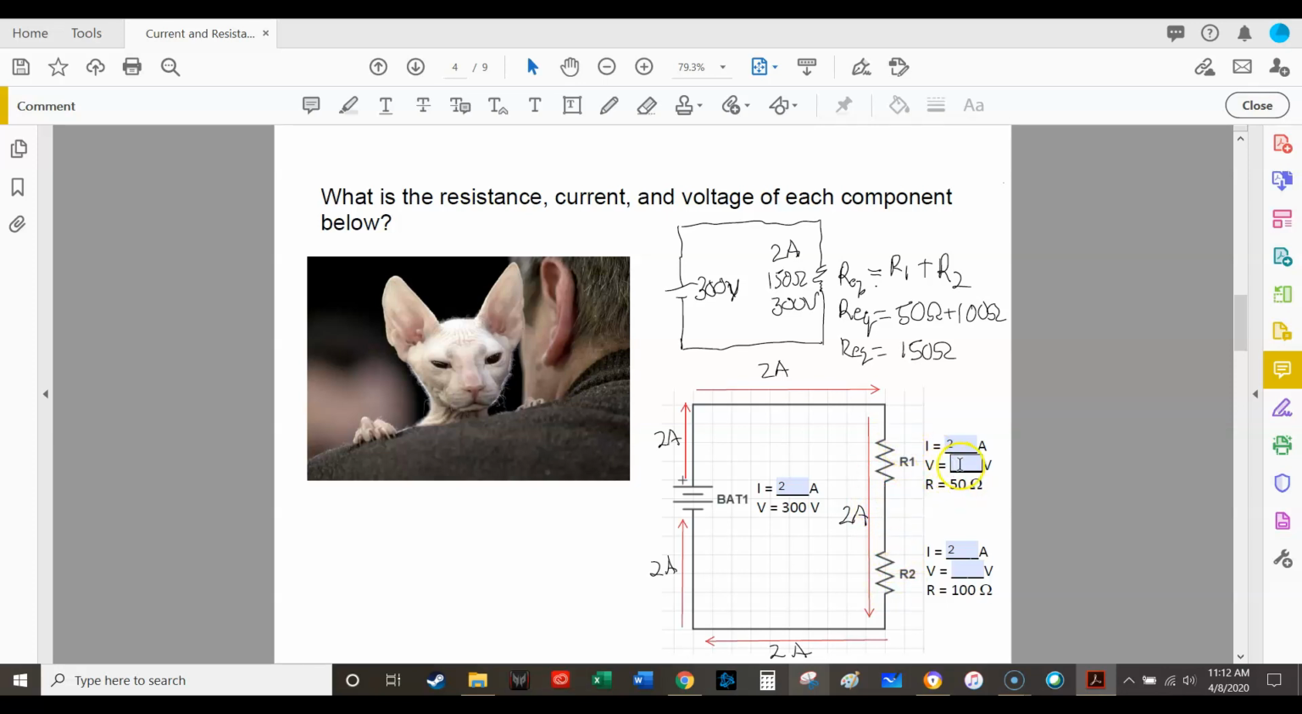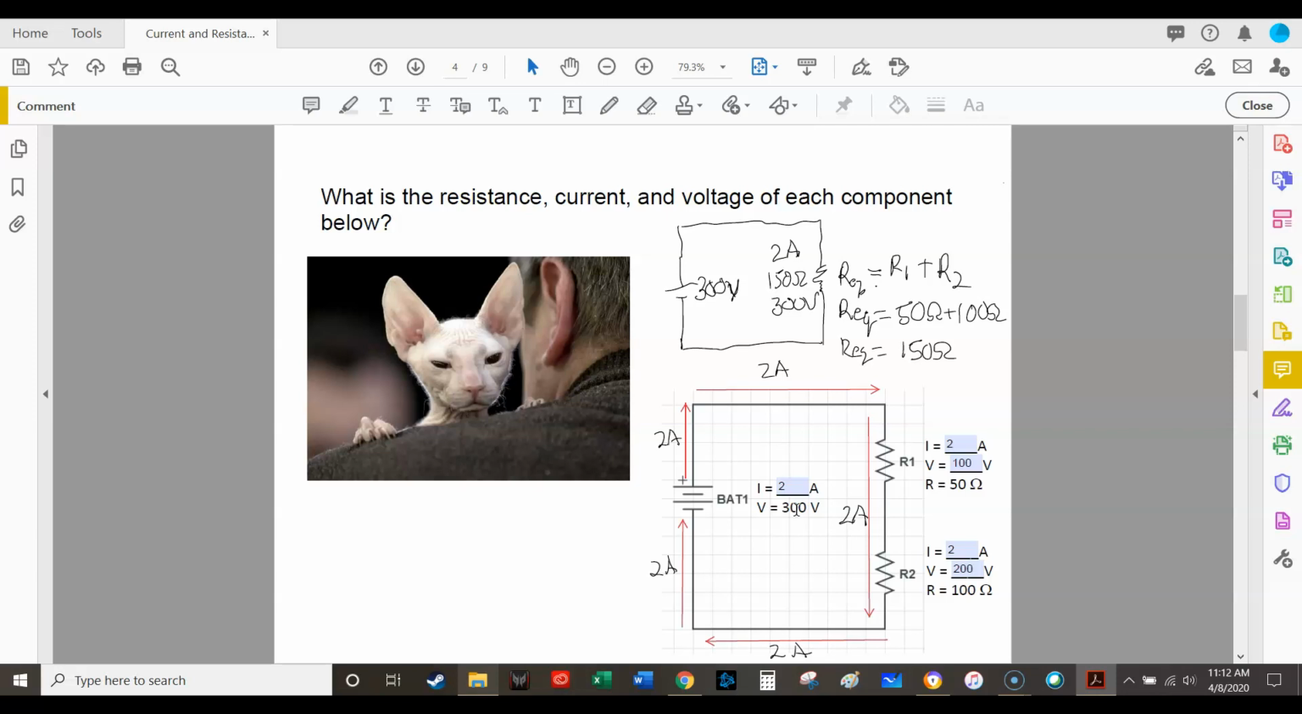And now we could calculate the voltage that each one of those guys is consuming, because we have the current across everything. Okay. So now the voltage here, so to get voltage, you get resistance times current. So 50 ohms times 2 amps is going to be 100 volts. And the voltage here is 100 ohms times 2 amps, which is 200 volts. And let's check our work. 300 volts, 100 volts is being consumed, 200 volts is being consumed, and that must mean that there are 300 volts being created. So that's how you do this one.